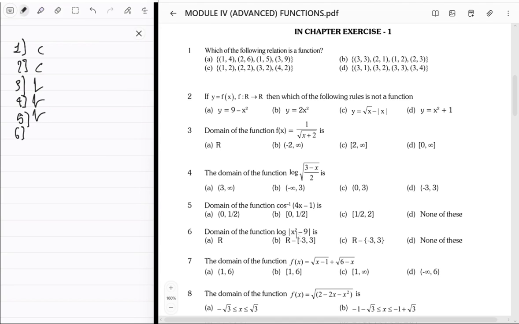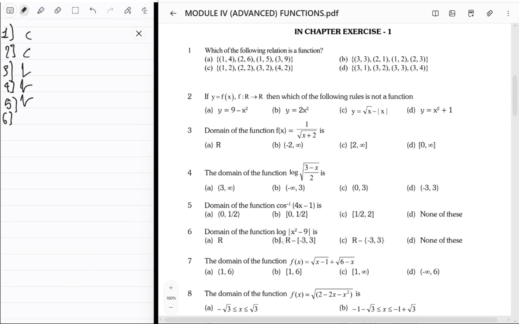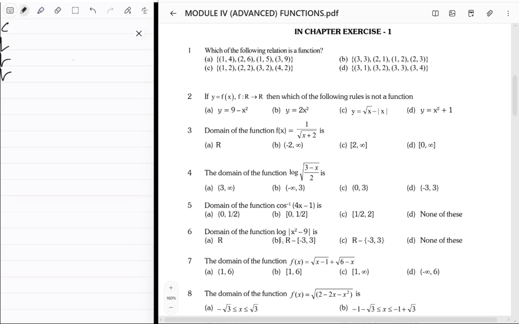Domain of the function log of x squared minus 9 is. By log, you mean natural log? I don't care at this point. So yeah, mod of x squared minus 9 must be bigger than or equal to 0. Isn't that correct? Yeah, so wait, it cannot be equal to 0. It's just bigger than 0.